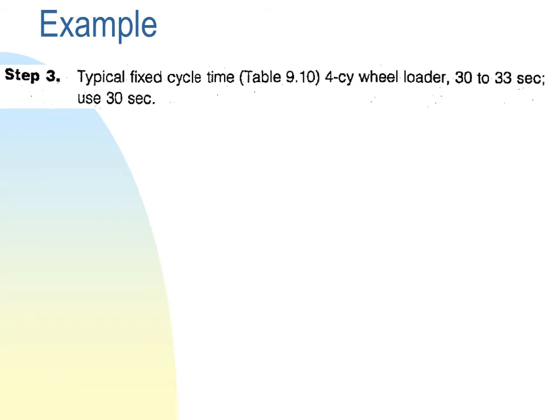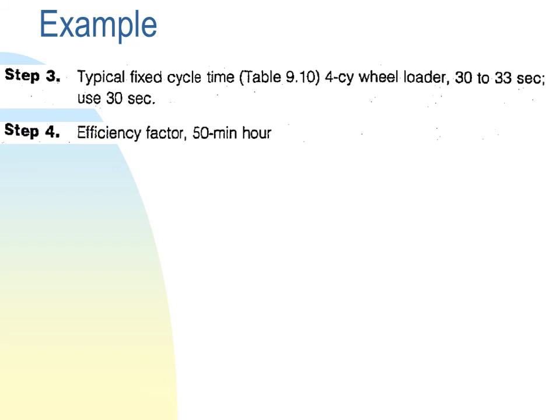So typical fixed cycle time from table 9.1 for a 4 cubic yard wheel loader is 30 to 33 seconds. So here he used 30 seconds, and for sure I am in disagreement with him. He should be conservative and use the 33, because this should be a conservative estimate to increase the cycle time, not to decrease the cycle time. So when we say the word conservative, you should look at whatever is in the numerator of the equation and decrease it, and whatever is in the denominator of the equation and increase it, in order to minimize the value that you will be getting to be the most conservative value ever.